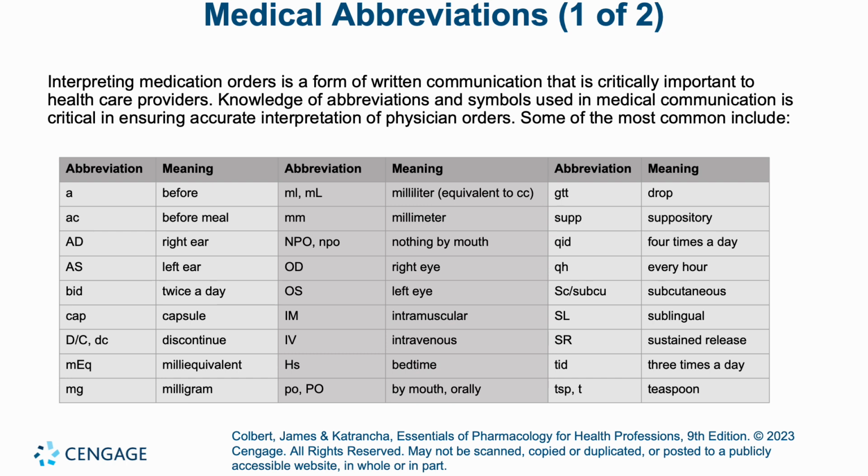SC is subcutaneous, and that is a small needle that goes just right under the skin. Certain medications are given that way. SL, sublingual, goes under the tongue. SR is sustained release. That medication is designed to release its contents over time and give a more steady and long-lasting effect. TID is 3 times a day. And TSP, or lowercase t, is teaspoon.